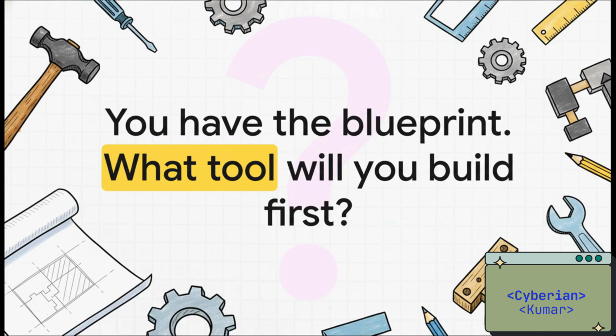And there you have it. Functions are the essential tools that will transform your messy, repetitive script into clean, modular, and really powerful programs. They are the hammers, the screwdrivers, and all the custom-built jigs in your programming toolbox. You have the blueprint, so the only question left is, what tool will you build first?